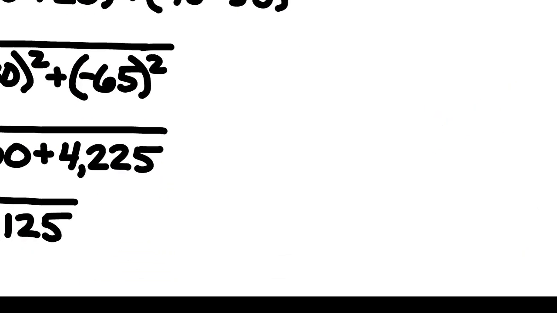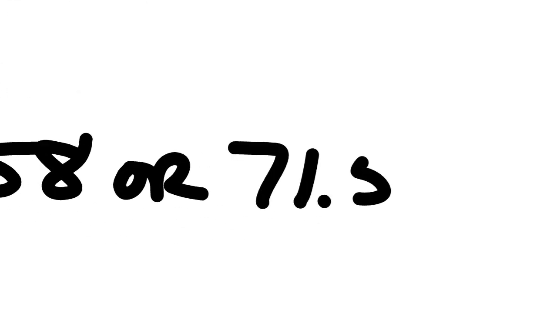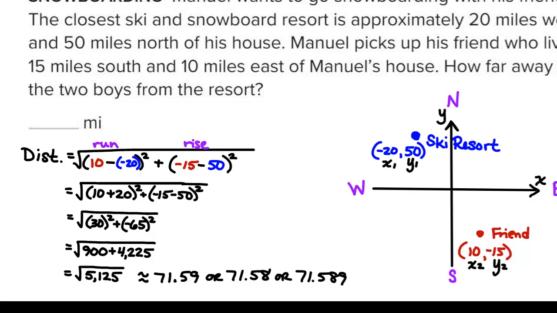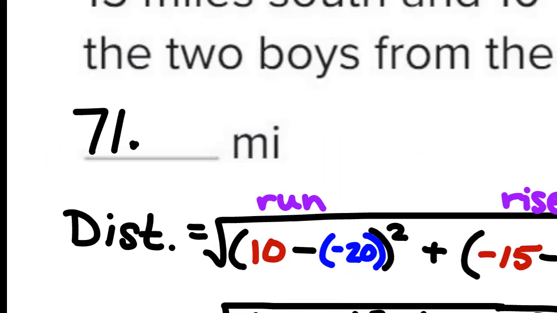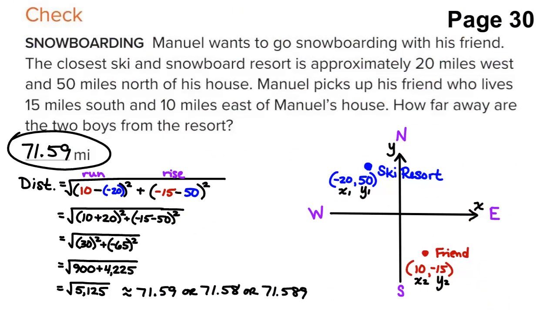I'm sorry, you said how much? 71 point, and then I didn't hear the decimals, I'm sorry. 5.9 or 5.8 or 5.89. I'm going to do 71.59 on the line up here because there's only so much room up there. 71.59 miles away from the ski resort when he goes to pick up his friend.